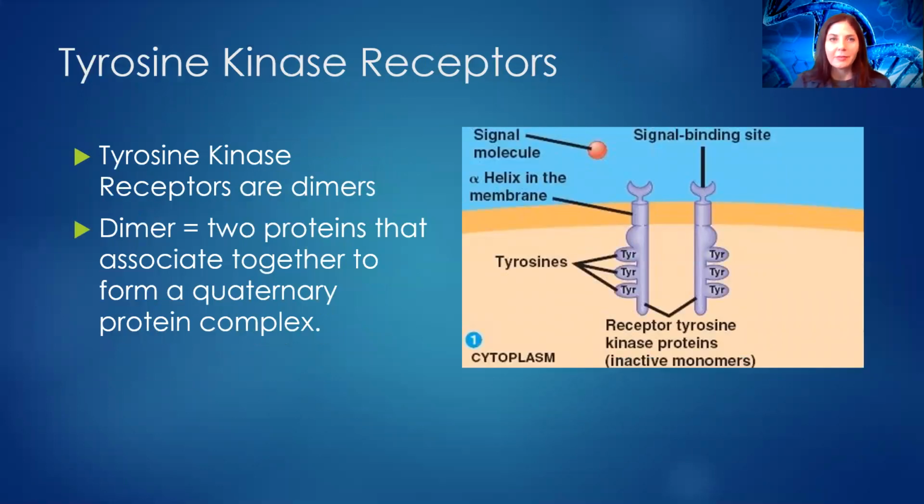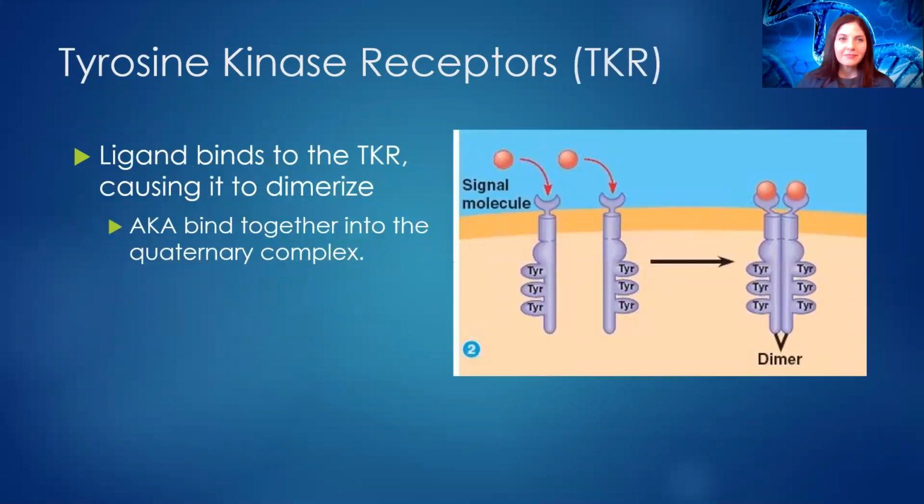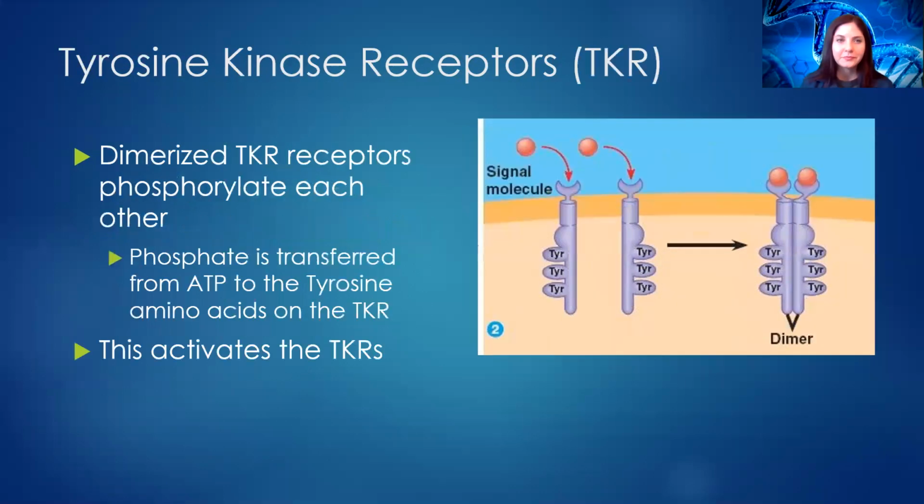So the second type of receptor I want to discuss are called tyrosine kinase receptors. Now, tyrosine kinase receptors are dimers, meaning they have 2 of these subcomponents or subunits. They have 2 proteins that associate together to form a quaternary or fully functional protein complex. So once the ligand binds to that tyrosine kinase receptor, it causes it to dimerize, aka bind together to form that quaternary structure, or the fully functional version of that protein.